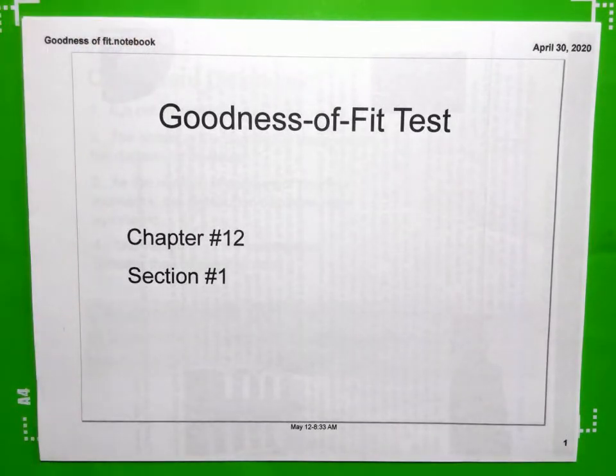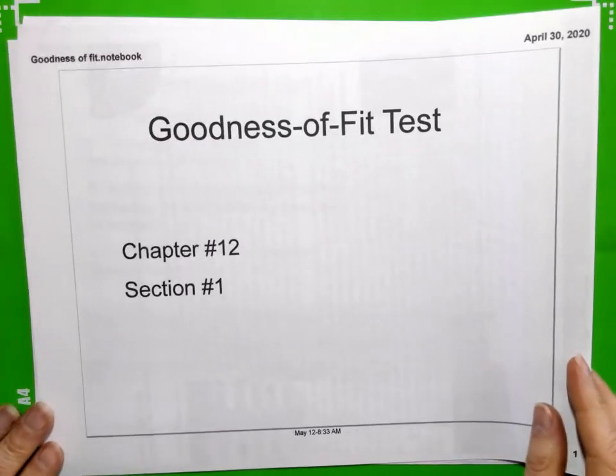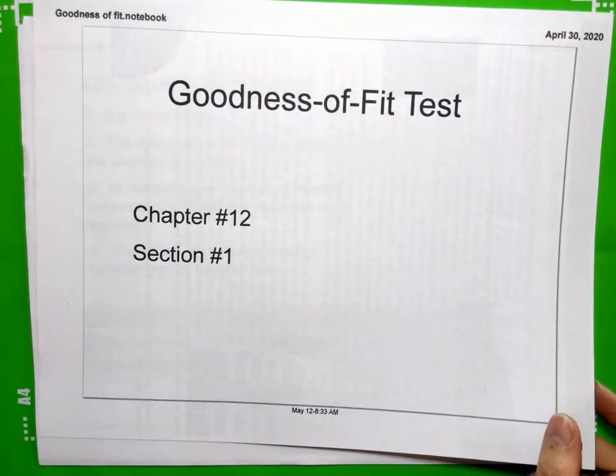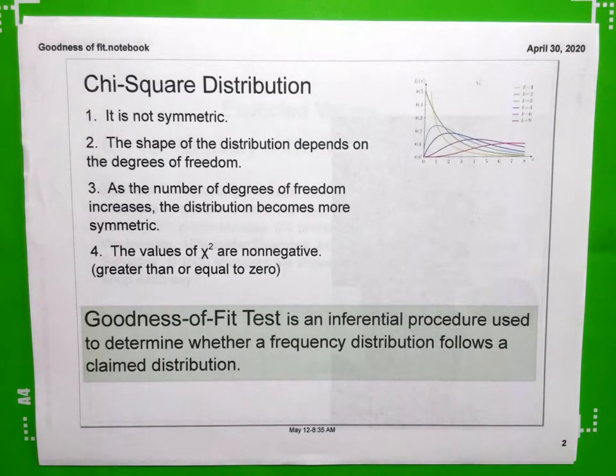All right, Chapter 12, Section 1, Goodness of Fit Test. This test is testing to see how well something fits a distribution that we've already determined. So that's what it's about. Some things we need to know: it's an inferential procedure used to determine whether a frequency distribution follows a claimed distribution.